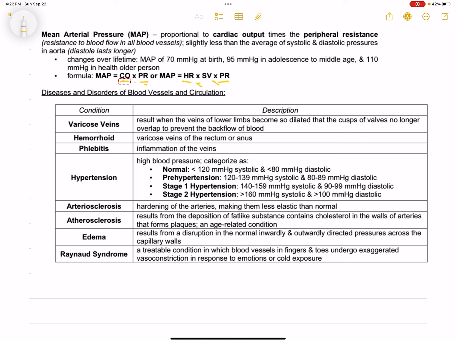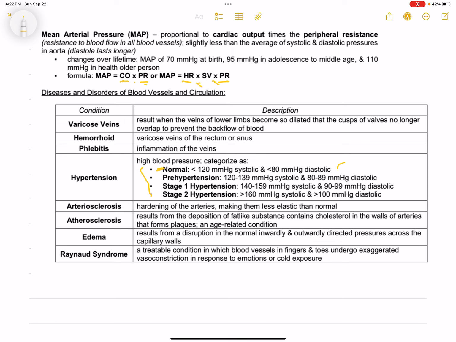For example, your line has come out. In your cannulation, the fluid keeps dripping outside your line. So our veins become inflamed and cause phlebitis. Hypertension means high blood pressure. This is our category. Here are our values for normal, pre-hypertension, stage 1 hypertension, and stage 2 hypertension. It depends on where the reading falls. There are classifications of our hypertension. So this is the normal.